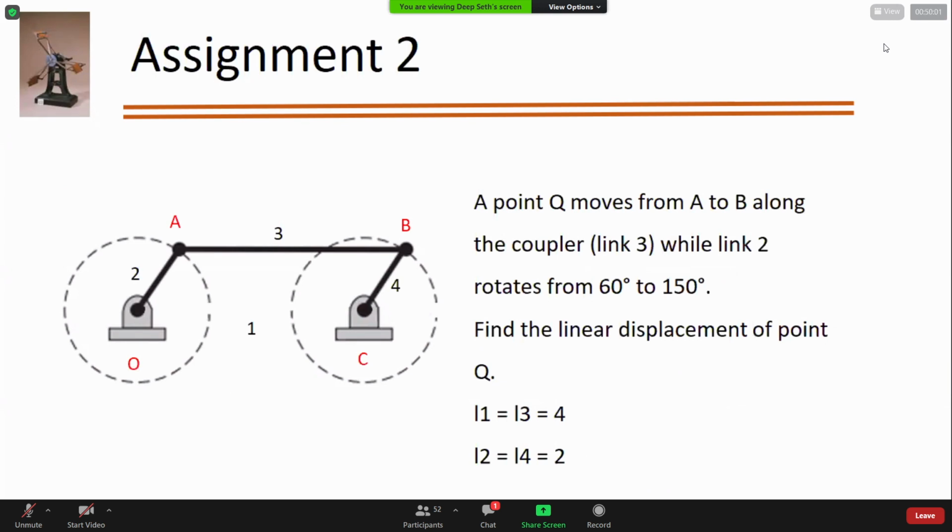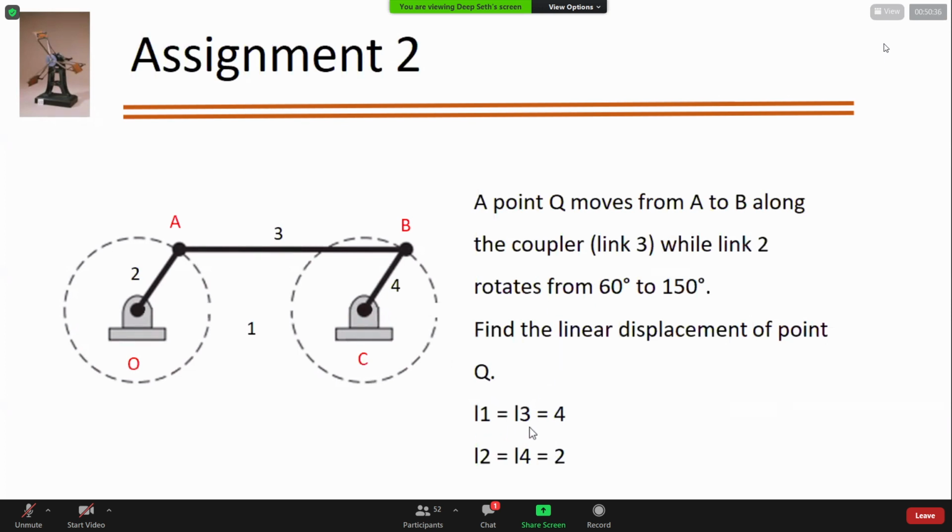Now, next assignment is your parallelogram assignment. A point Q moves from A to B along the coupler link 3, while link 2 rotates from 60 to 150 degrees. So this is your link 2. Currently it is 60 degrees and then it moves to 150 degrees. I'm asking you to find the linear displacement of point Q. Point Q you can place anywhere over here on the link AB, and I want the linear displacement of point Q.